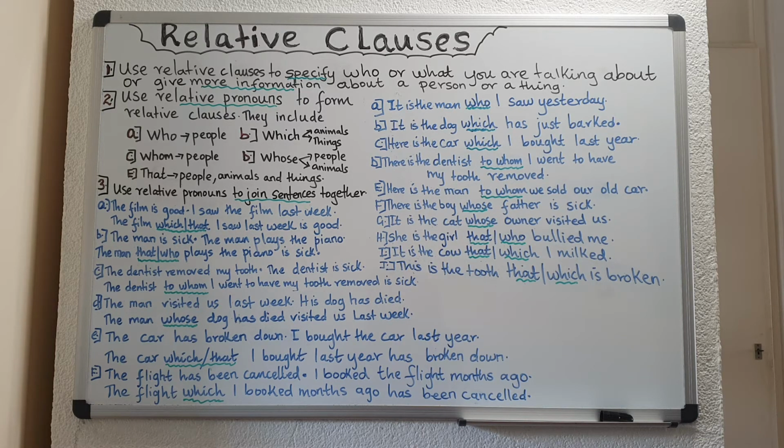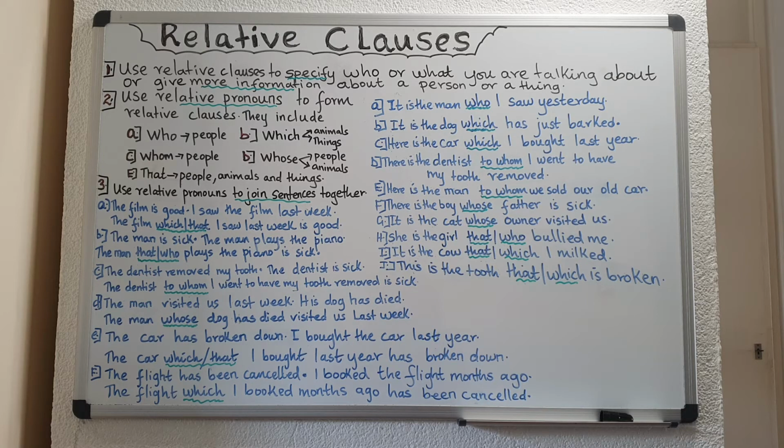Maybe someone asks you, by the way, which man did you see yesterday? Which man did you see? And then you can say, it is the man who I saw yesterday. It is him. It is the man who I saw yesterday. So in that case, you're trying to be very specific about which particular man you're talking about, to make sure that someone understands. I'm talking about that one, that man. It is the man who I saw yesterday.